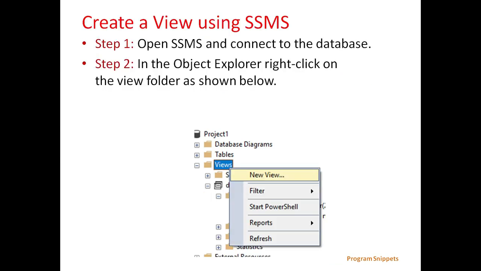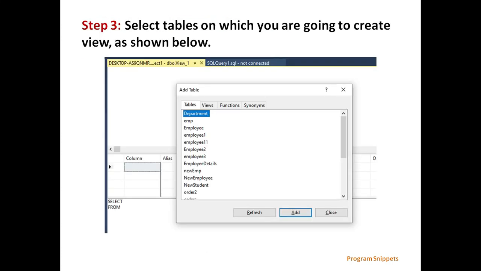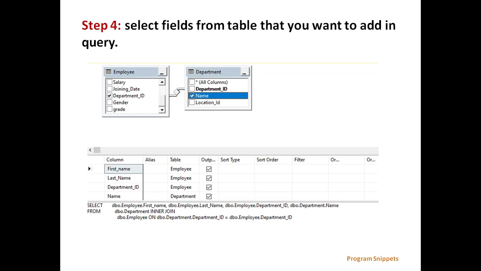We can create a view using SQL Server Management Studio. For this, open SQL Server Management Studio and connect to the database, and then in Object Explorer right click on the view folder as shown below and click on new view. Then select tables on which you are going to create a view. Select the fields from the table that you want to add in the query.